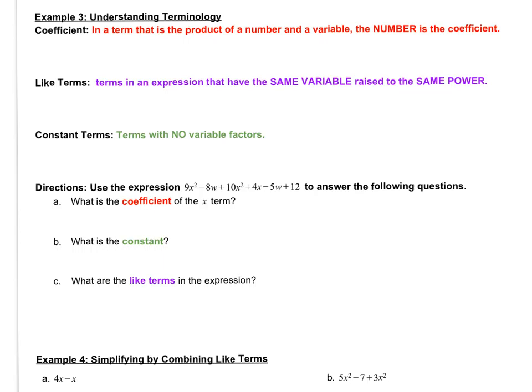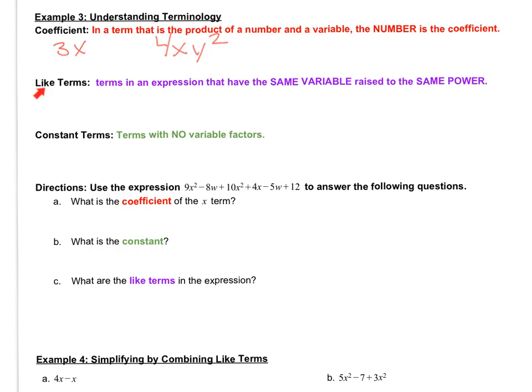In example 3, we're going to talk about some terminology you need for the semester. The first word being coefficient. A coefficient means in a term that is the product, means multiplication, of a number and a variable, the number is the coefficient. For example, if we have 3x, the 3 here is the coefficient. If we have 4x times y to the second, the 4 is the coefficient. It's always the number that is in front of those variables when it's being multiplied.